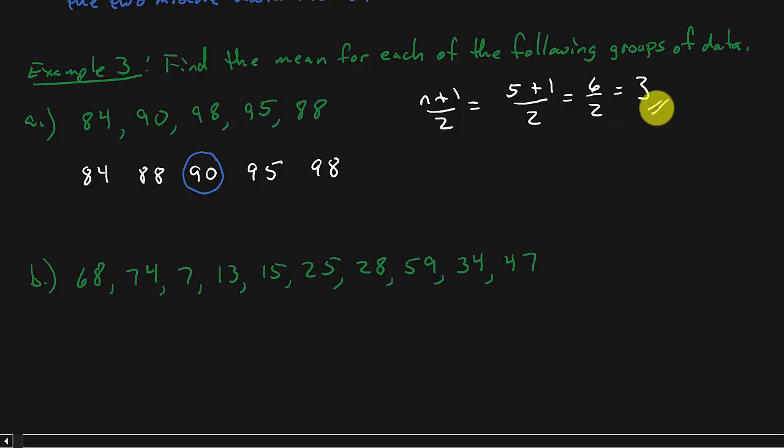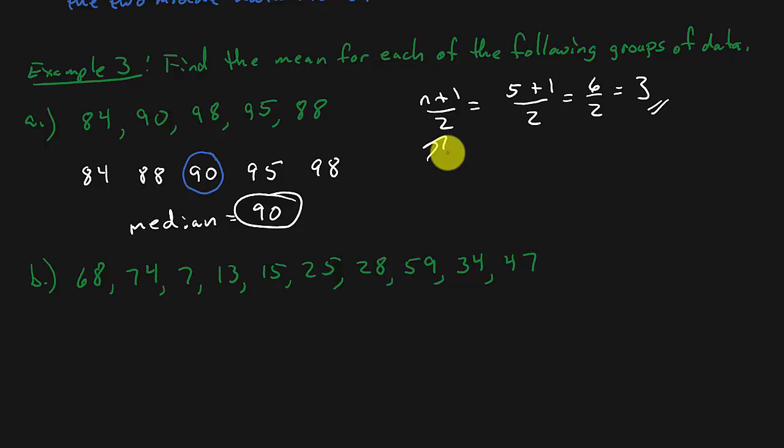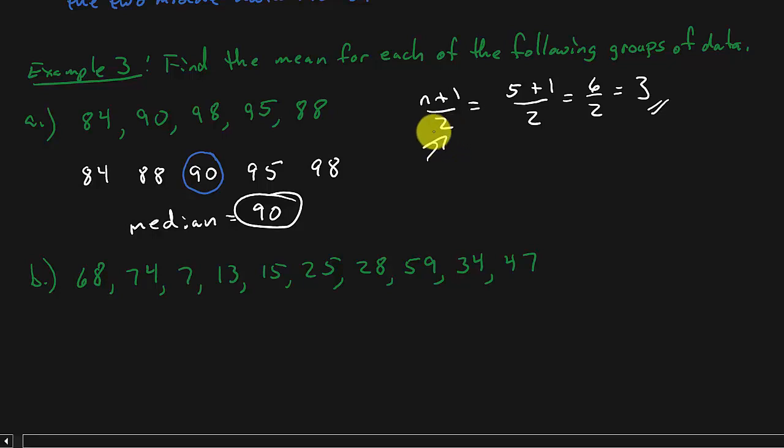So that tells me the median is in the 3rd position. So that's 1, 2, and there it is, 3. Okay, so the median is equal to 90. And like I said, I know we didn't need to use it on that one, okay? But I'm just showing you how to use it, how it works. If you need it, you can use it. If you don't, don't worry about using it.